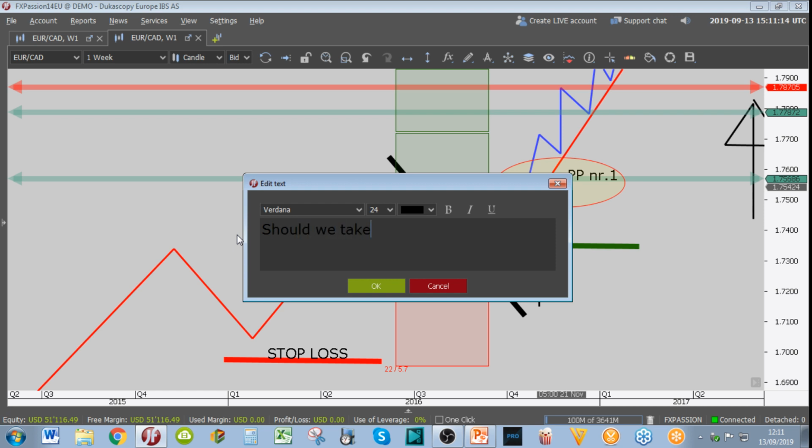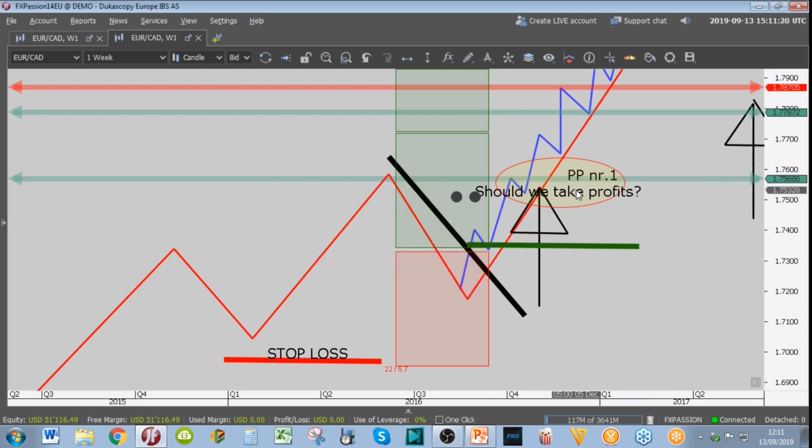Should we take profits? I'm going to show a picture of the Fibo and the Ichi. Ichi stands for Ichimoku. Should we take profits near the pivot point? Victor says no, we shouldn't.